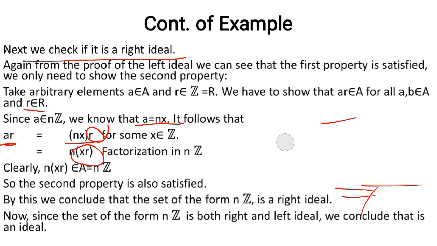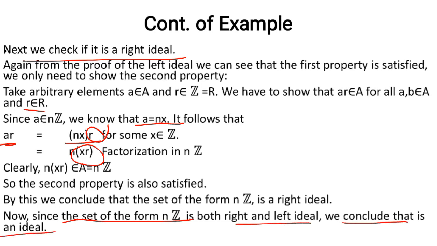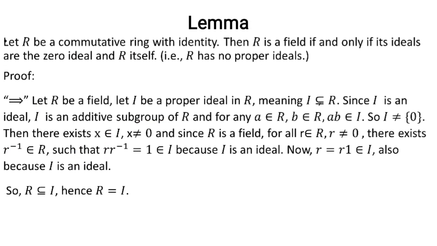So if it's a right ideal and a left ideal, what do you conclude for yourself? By definition of an ideal, once we have that it is a left ideal and a right ideal, we say it is an ideal. So now, since the set of multiples of integers in n is both a right and left ideal, we conclude that it is an ideal. Okay, so with that, we conclude that part of the example.